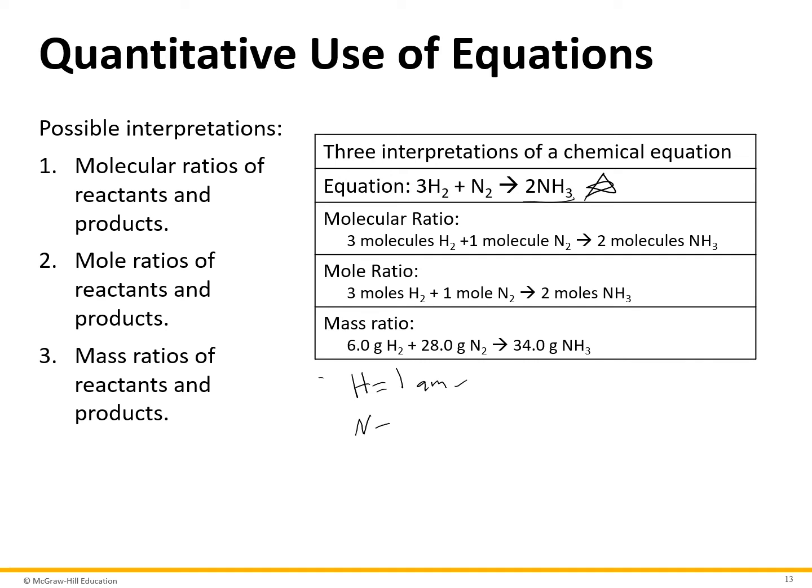Nitrogen is 14 daltons, or atomic mass units. 1 mole of dinitrogen, multiply that by 2 to get 28 atomic mass units. Also grams per mole, same thing. So now we know if we measure out 6 grams of dihydrogen gas, we know we need to measure out another 28 grams of dinitrogen gas to react with the dihydrogen to yield 34 grams of ammonia.